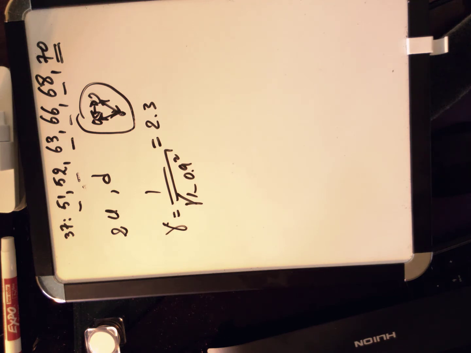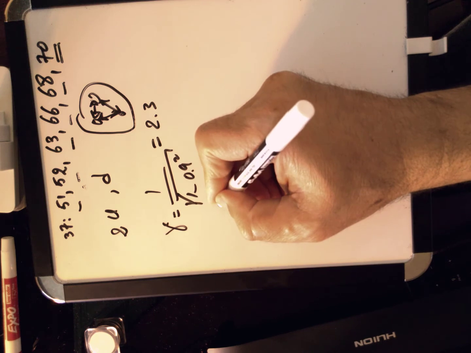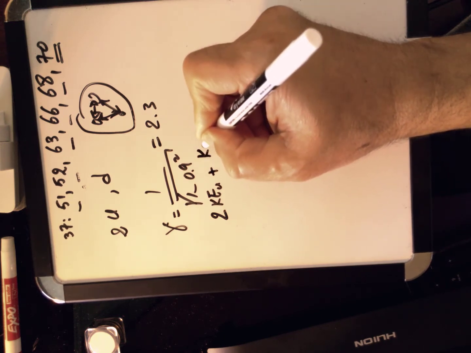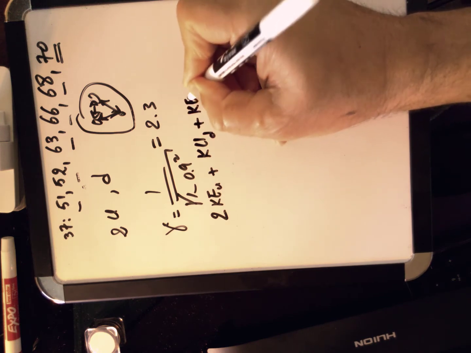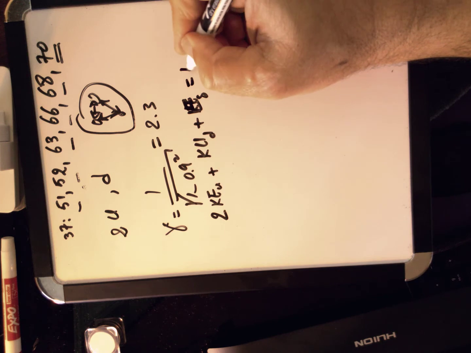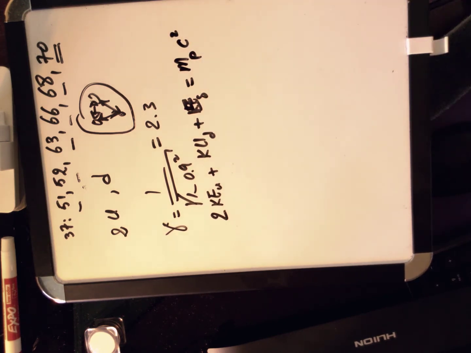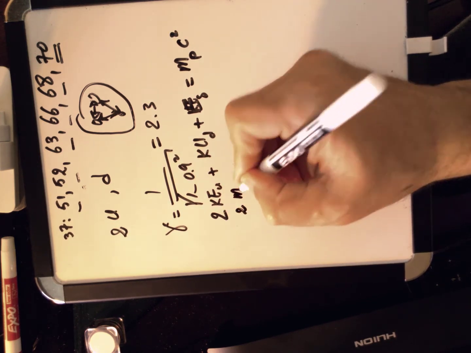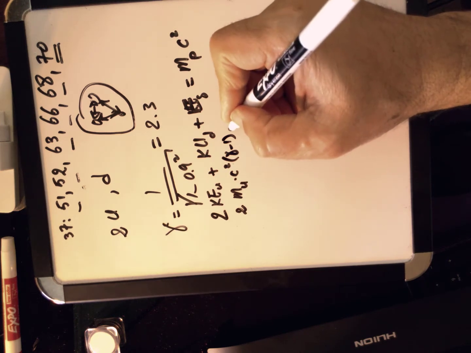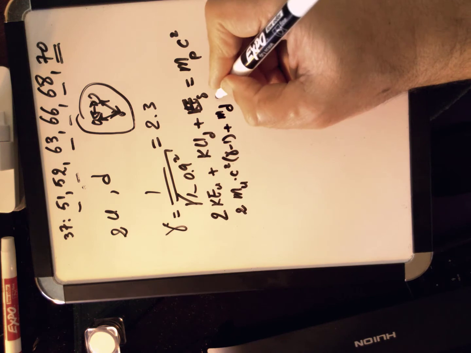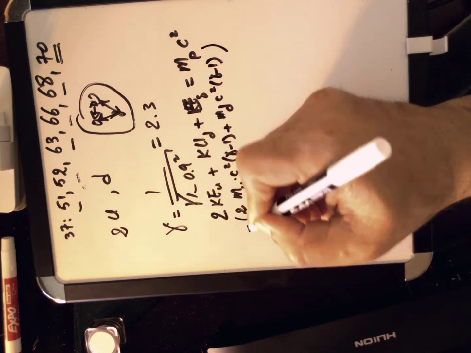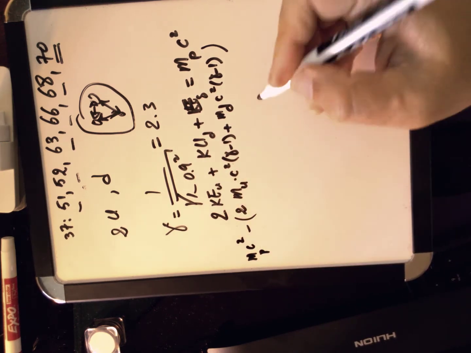We want to know how much energy. So basically this is how the story goes. The kinetic energy for the up quark, 2 of those, plus the kinetic energy for the down quark, plus the energy for the gluons, whatever that is, equals the rest energy of the proton. So this is 2 times the mass of the up quark times c squared times gamma minus 1, and gamma is 2.3, so this number is exactly 1.3, plus the mass of the down quark times c squared times again the same factor gamma minus 1, which is 1.3. This we need to subtract from the mass of the proton times c squared.